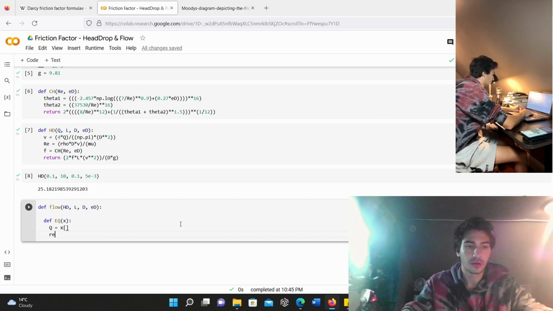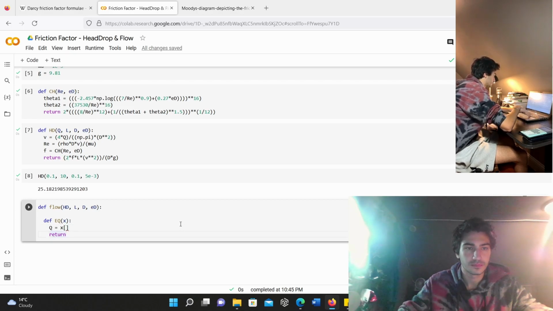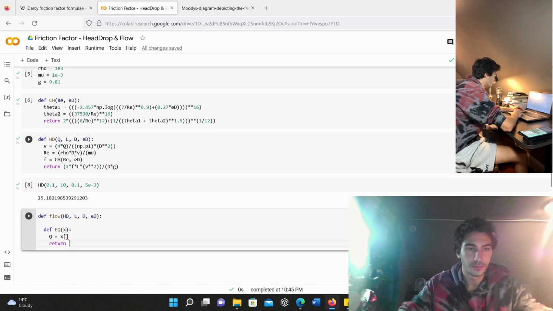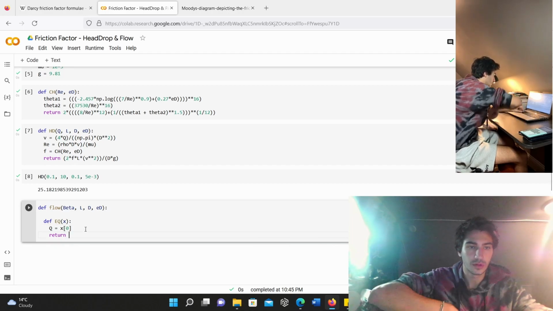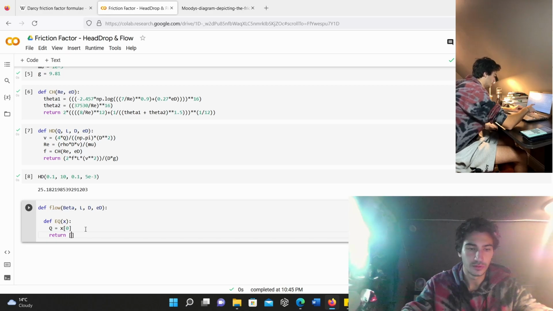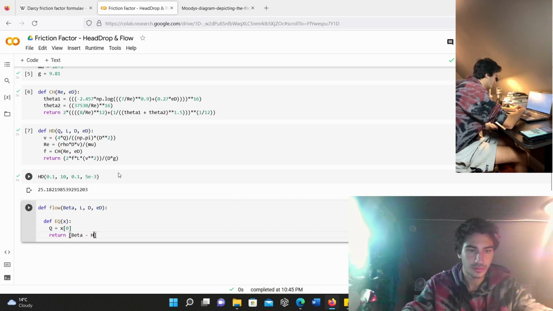Right? And then what we're going to want to return out of here is the head drop, right? We want to see the difference between these two values, right? So we want to minimize these two values, right? Sorry, actually, I just remembered this could be beta, as that's what we solved for earlier, our Q. Unpack this. So what we want to return, as I said, is the difference. So we want to return beta, right? Minus what we get here from our head drop.